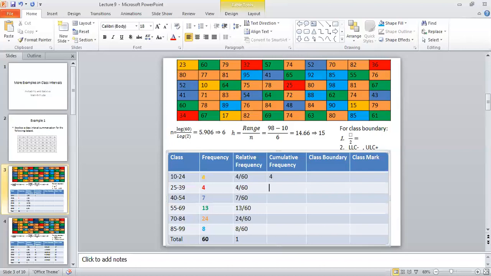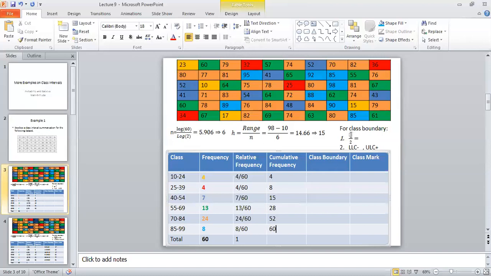We are going to sum up the frequencies with the frequencies of the previous classes. So for the first case it is 4, then 4 plus 4 is 8, then 7. The frequency of the third class is going to add up with the total frequencies of the preceding classes, which is 8 so far. So 7 plus 8 is 15. Then 13 plus 15 is 28. Then 28 plus 24, and this is 52. And lastly, 52 plus 8 is 60, confirming that our results are so far very good.